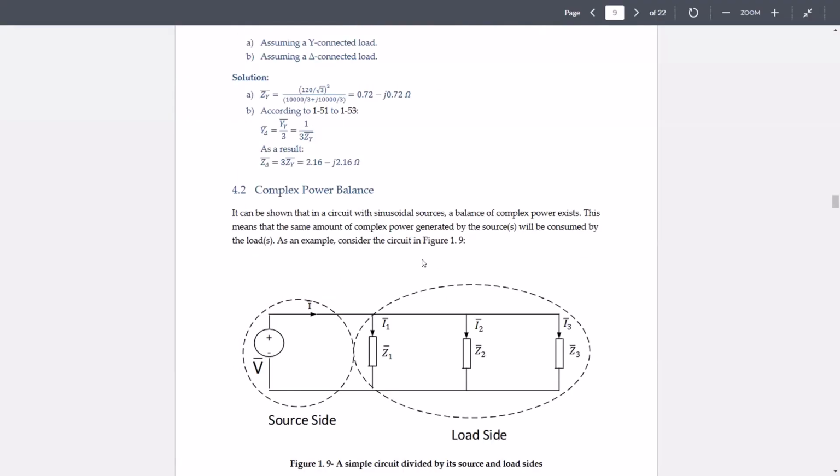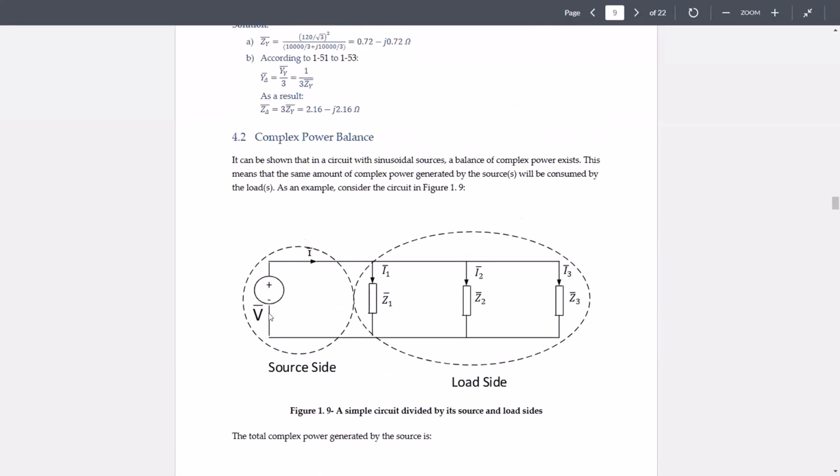Complex power balance is nothing but another representation of the conservation of energy. It means that if you have a sinusoidal network, if you can divide it by sources and loads, then the sources would be represented by the generator convention, right? This is the source, which is represented by the generator convention, which means that the current comes out of the positive terminal. And all of these loads would be represented by their load convention, which means that the current goes into their positive terminals, okay?